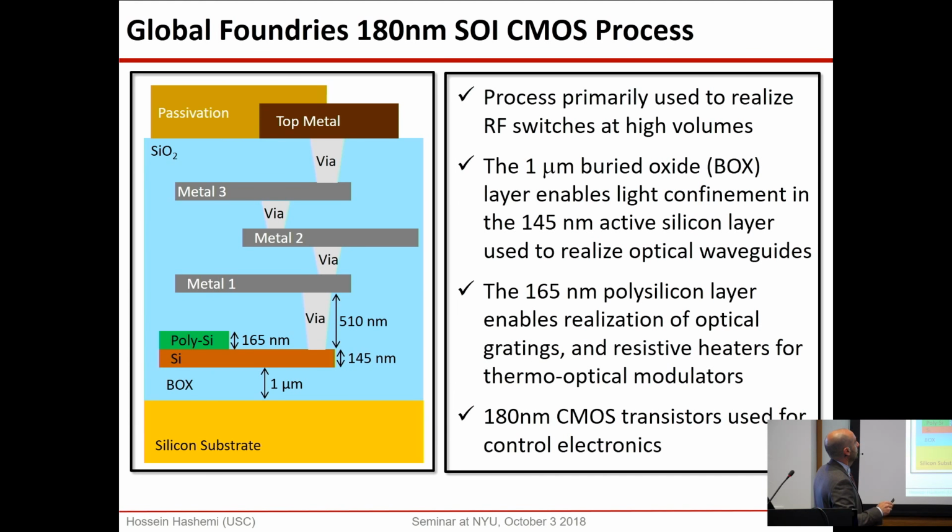The process we used is the GlobalFoundries 180 nanometer SOI CMOS process. This is a cross-section of the process you're looking at. This process is used for manufacturing radio frequency switches. It's not meant for optical performance. But at the time, many years ago, we had no choice. We didn't have a process that would give us optics and electronics.